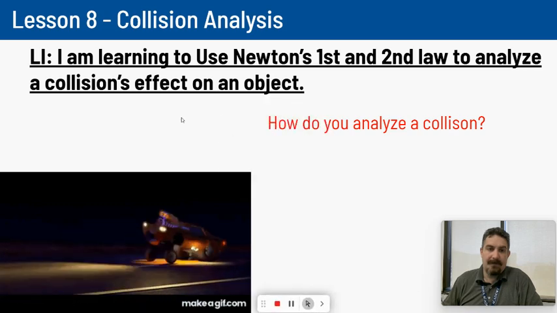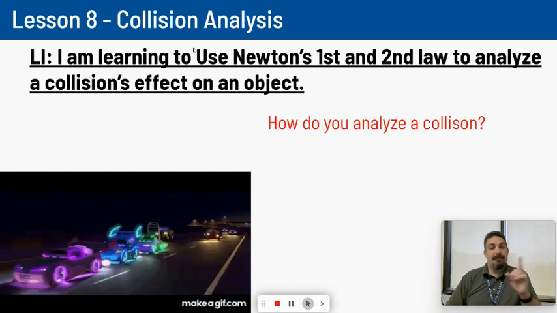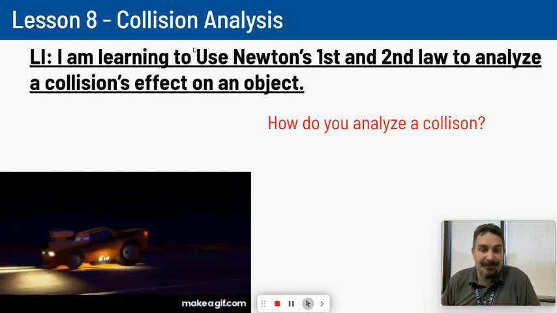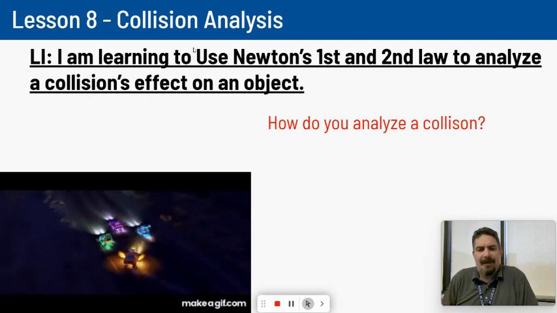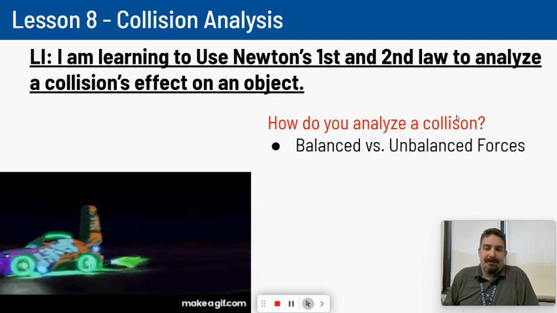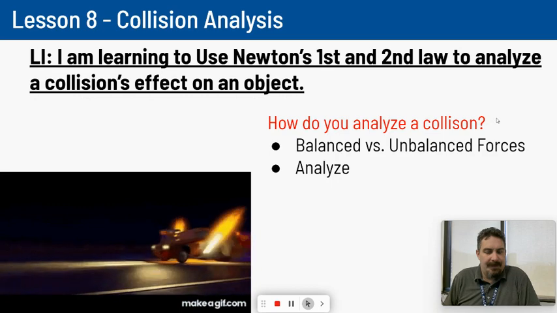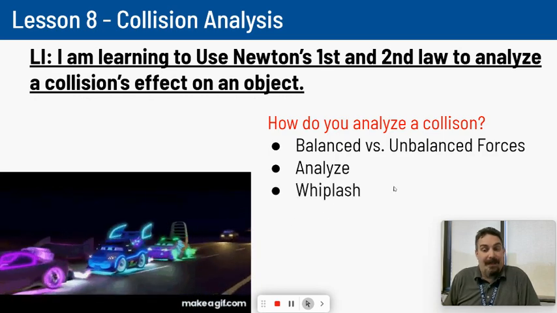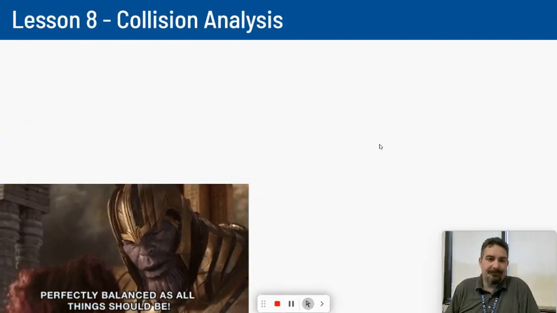All right, time to look at Lesson 8, Collision Analysis. So we're going to use Newton's first law and the second law to analyze how a collision affects an object when things crash together. So how do we analyze collisions? Well, we look at balanced versus unbalanced forces. We analyze, so we look at it and try to figure out all the pieces, all the details. And then we're going to look at whiplash, because that's kind of the thing we've been focusing on to help us see what's going on.